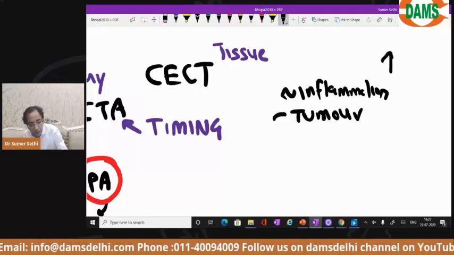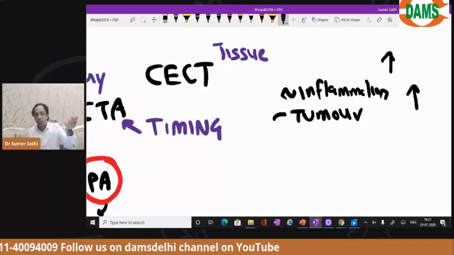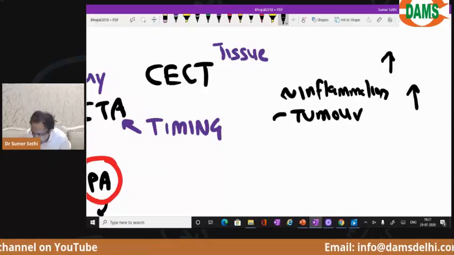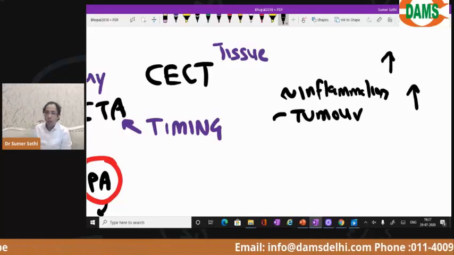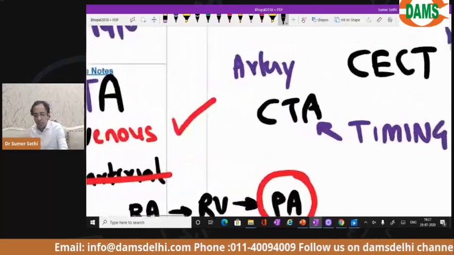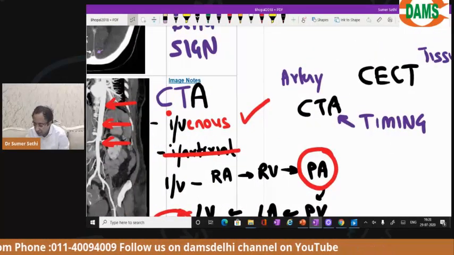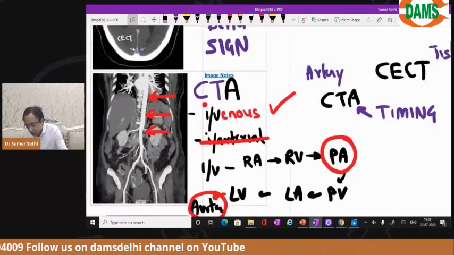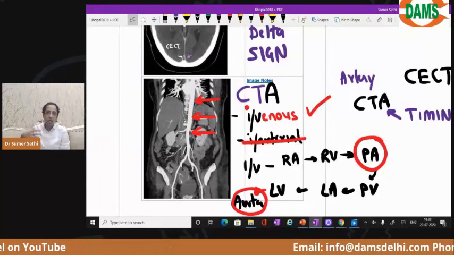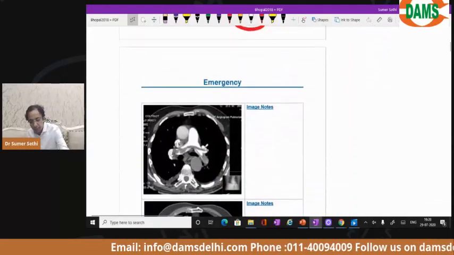Things like inflamed tissue or tumor will be taking up the dye, which I will show you when I teach you brain tumors and inflammatory pathologies. CCT, we are trying to look at the tissue level of uptake of dye. CT angio, we are looking at the arterial phase. Okay, so the difference is in their timing. Very good. Gold standard is the accurate test, but it could be invasive and it may not be usually required. Okay, now everybody is clear.